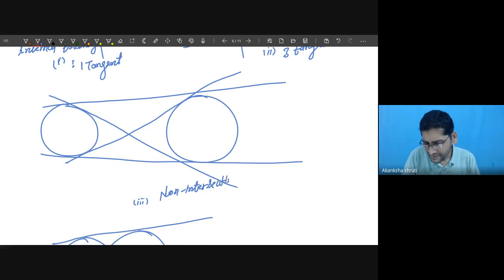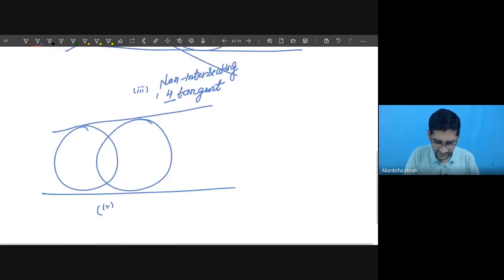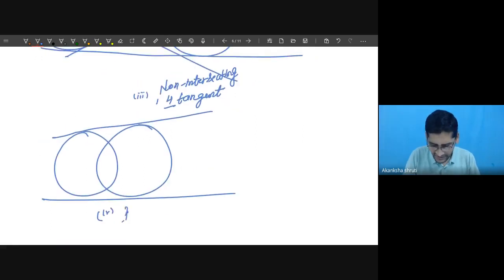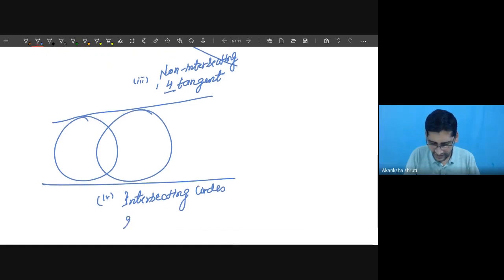So it is maximum. The question is also asked, in which case the number of tangents will be maximum. So it is non-intersecting, or intersecting circles. In this case, we have two tangents. So these are all the concepts.